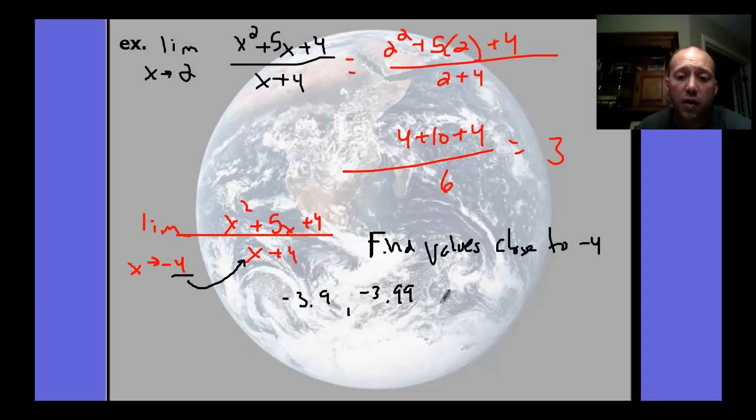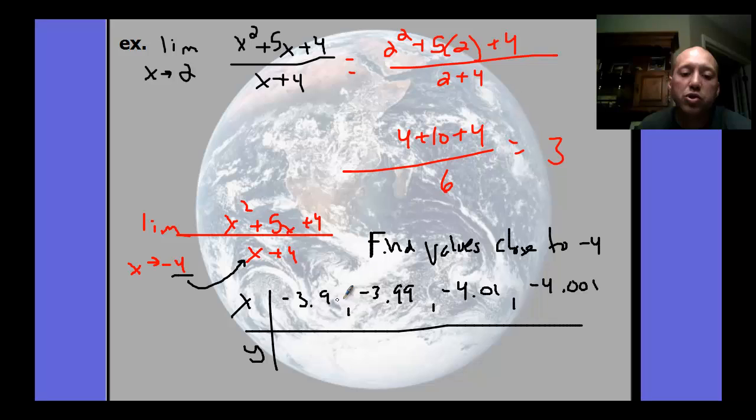Then plug values from the other side. Then plug in like -4.01 and -4.001, and see what these values are close to. Whatever the y values are approaching as you get closer and closer to -4 would be the limit. So even though this doesn't have a substitution value, it would still have a limit value.